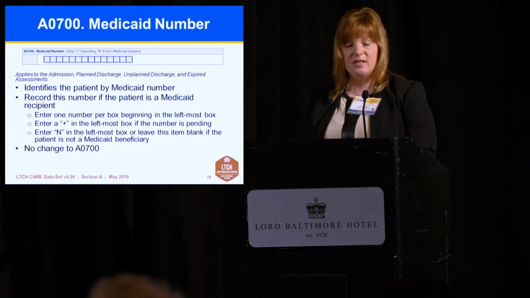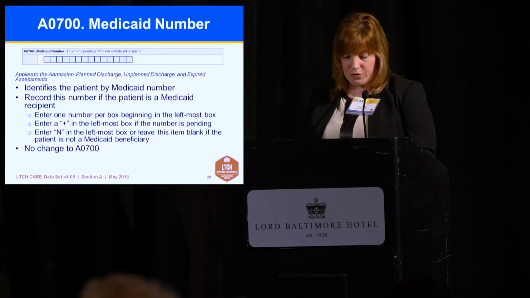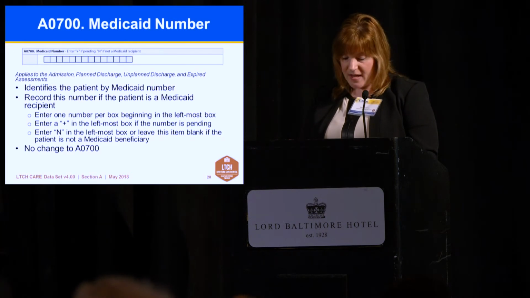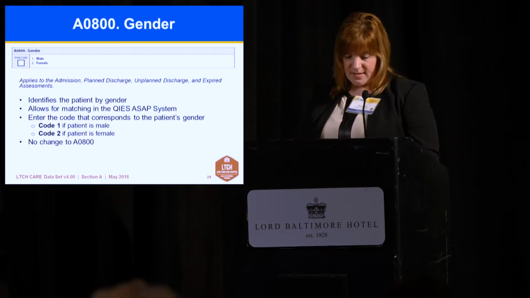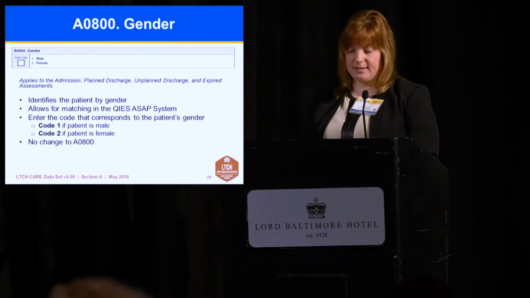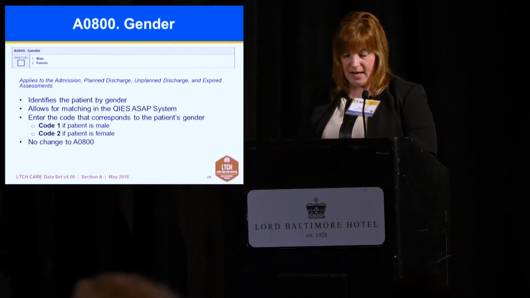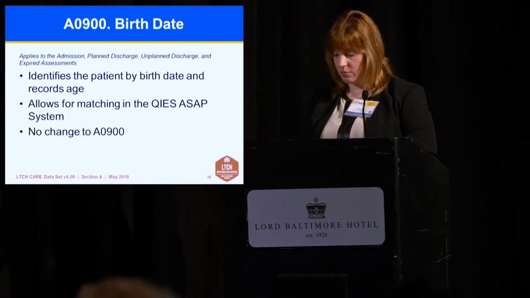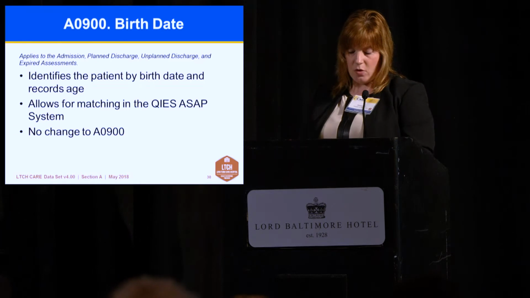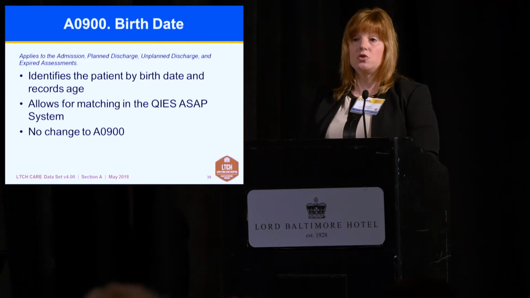Section A0700 is unchanged. Here is where you enter any Medicaid numbers. If you are notified later that a patient does have a Medicaid number, just include it on the next assessment. Section A0800 is unchanged and is another section used for matching identifiers with KEYS and ASAP. Either male or female must be entered in this section. Section A0900, birth date, is another matching element for KEYS ASAP, and there are no changes to this section.